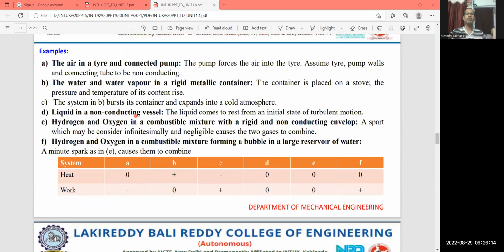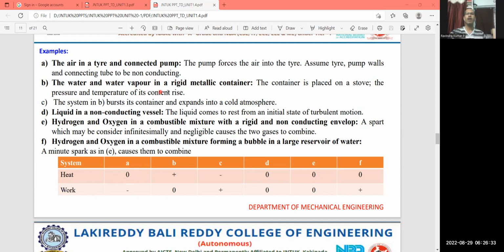There are some examples related to that. The air in a tire and a connected pump: the pump forces the air into the tire. Assume the tire, pump and connecting tube to be non-conducting. Non-conducting means heat transfer is zero.